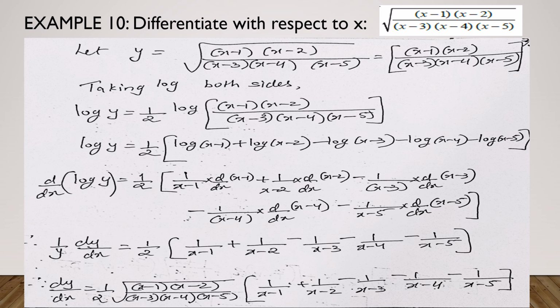So on simplifying, we will be getting, take y on the right hand side, dy by dx is equal to half y. What was y we have taken? The whole bracket square root of that. So it is half root of (x minus 1)(x minus 2) upon (x minus 3)(x minus 4)(x minus 5) into [1 upon x minus 1 plus 1 upon x minus 2 minus 1 upon x minus 3 minus 1 upon x minus 4 minus 1 upon x minus 5].